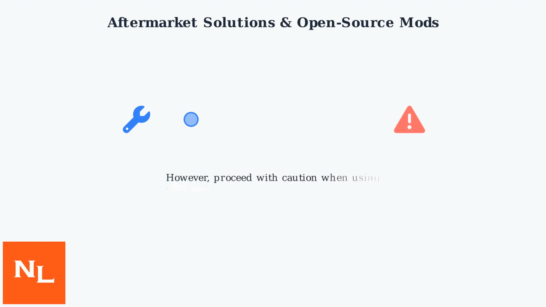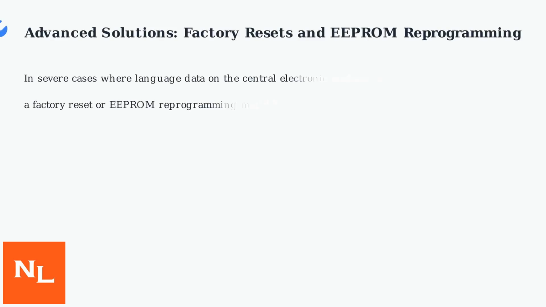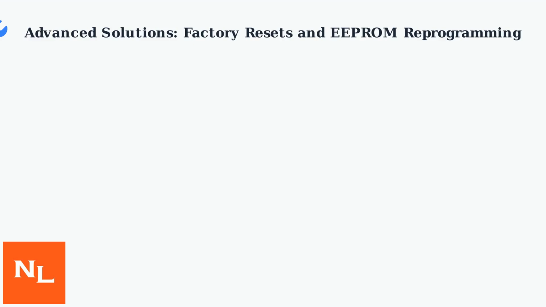However, proceed with caution when using aftermarket firmware. These modifications can lead to potential system instability, and while they democratize access to features like language changes, they lack official testing and support. In severe cases where language data on the Central Electronic Module, or CEM, becomes corrupted from issues like voltage spikes, more advanced solutions are needed. A factory reset or EEPROM reprogramming can restore the system, but this requires specialized diagnostic tools.